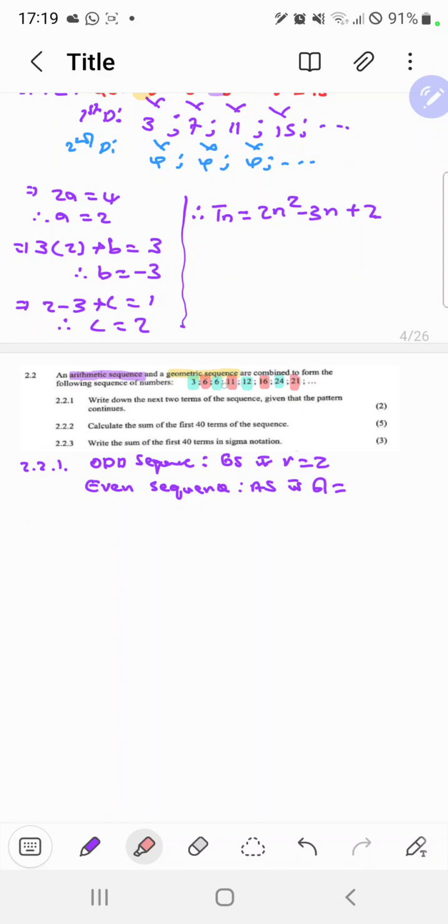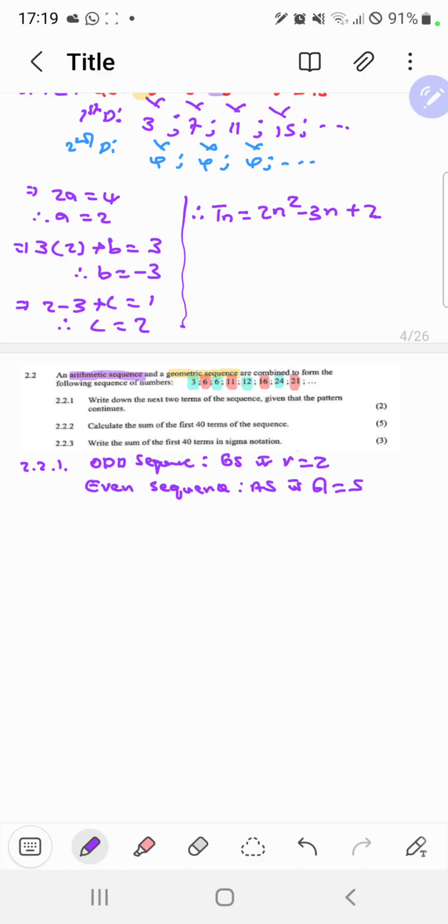So guess what? When you say 11 minus 6, we're getting a 5. 16 minus 11 is a 5. 21 minus 16 is a 5. So this is basically giving us a 5. All right, so that is fine.